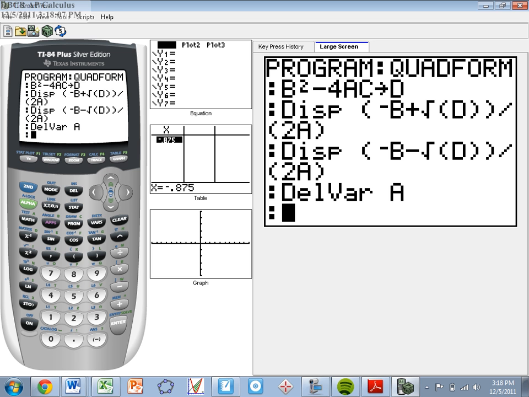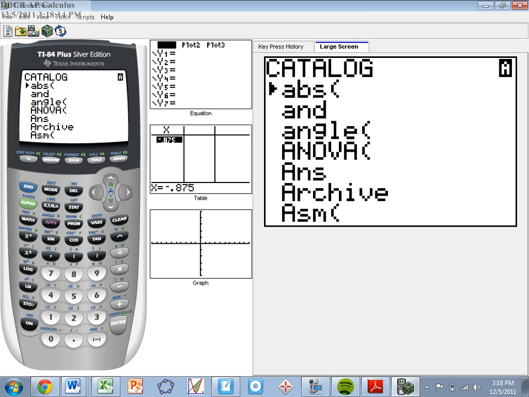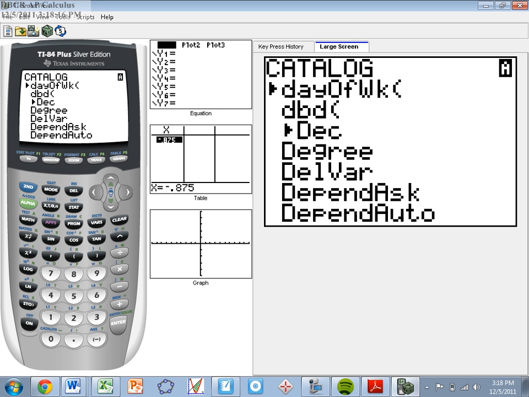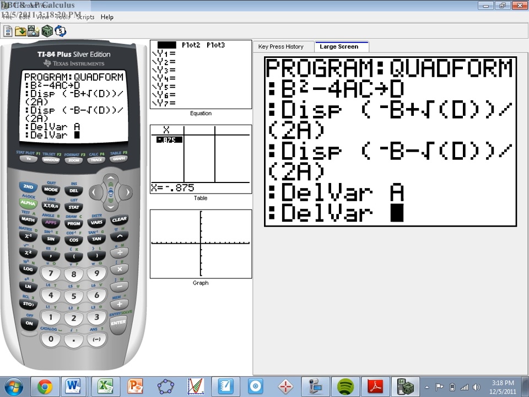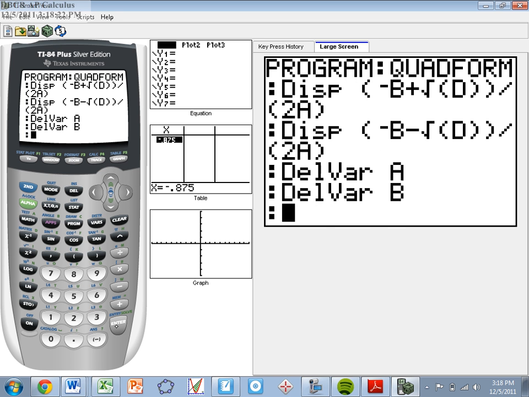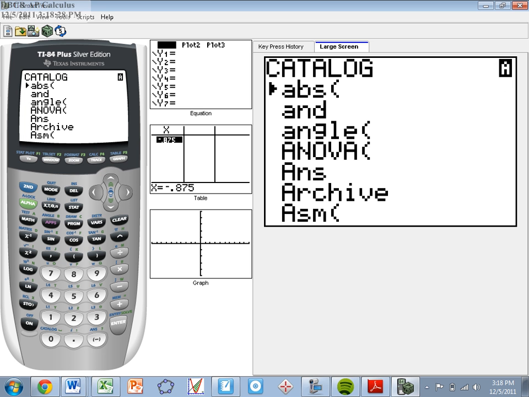Again, how do you get the delvar? You press second and catalog. Second, catalog. Go down to D, go down to delvar. I want to delete the variable B now. Hit enter. Do it for C and do it for D also. This is the only one that's kind of inefficient.